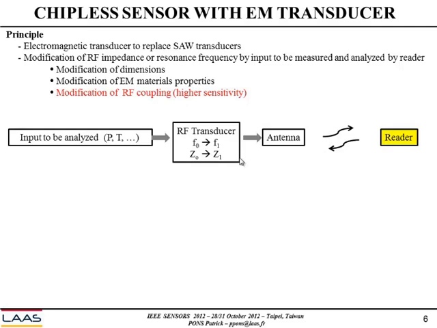Well, what is the principle of the electromagnetic transducer? In fact, you replace the acoustic transducer by an electromagnetic transducer. How to do that? You can have a modification of the RF impedance of the transducer, or a modification of the resonant frequency of this transducer, by the input to be measured. How can you do that? By the modification of the dimension of the transducer, by the modification of the material properties, or by the modification of RF coupling, which is a more sensitive effect.